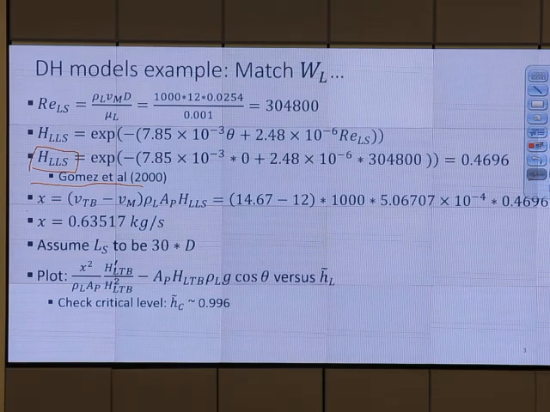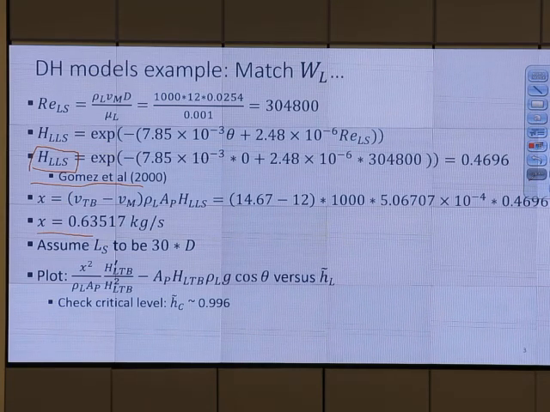Okay, then we can calculate X, right? X is VTB minus VM, times rho, times HLLS. Multiply them together, I get X equal to 0.6. Okay. Assume LS equal to 30 diameters. With 30 diameters, then I get LS.